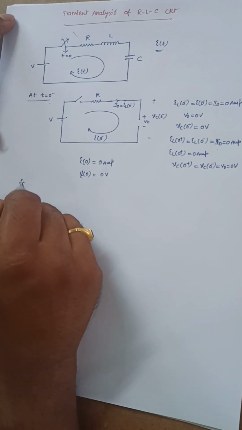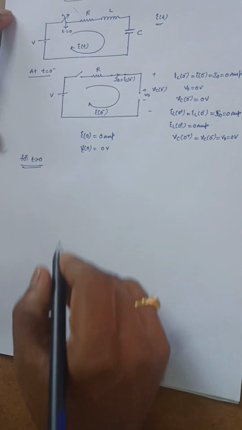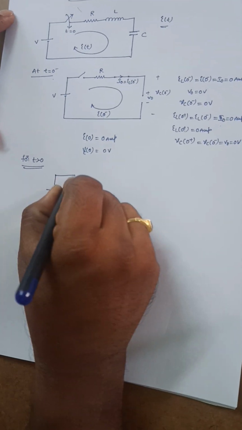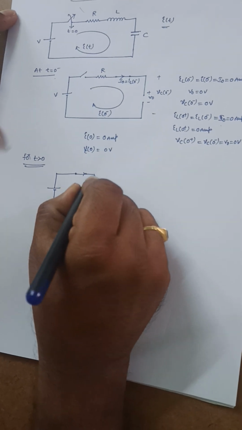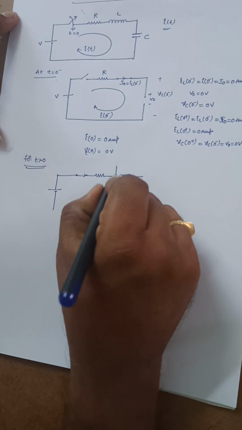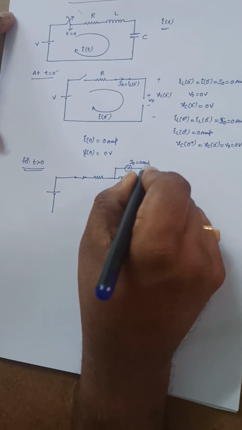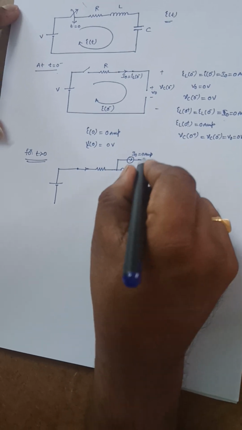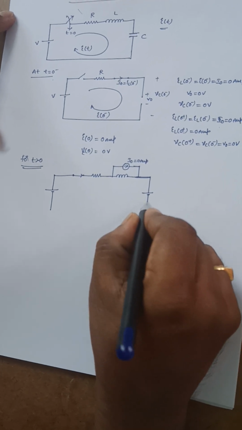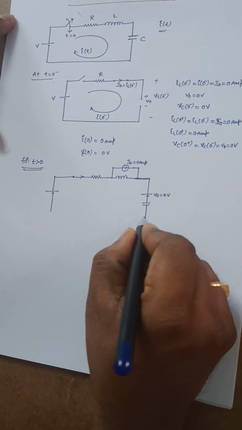Now for t greater than 0, draw the circuit. So this is the voltage source and the switch is closed for t greater than 0. This is the resistance and the inductance can be replaced like this. This is the current I0. Since it is 0 amperes, we need not place this current source here because it is 0 amperes. Anyway, I am indicating like this. And also the capacitance can be replaced with its equivalent circuit like this, and this voltage is V0 is equal to 0 volts. It is initial voltage.